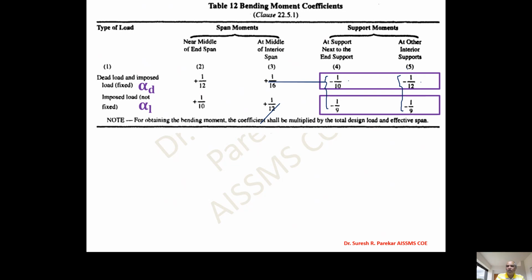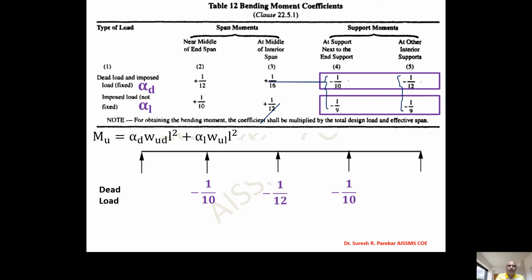So for alpha L we have minus 1 by 9 for next to end support and at the other support also. So now we will go likewise. You can see we have the support next to end support. This is my end support, and this is my end support.